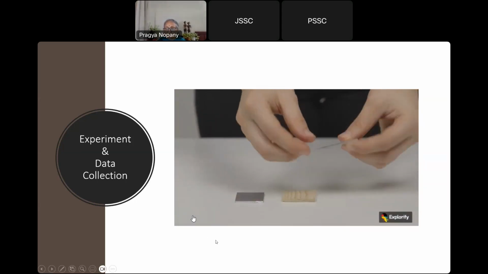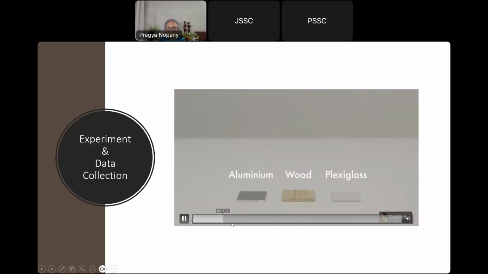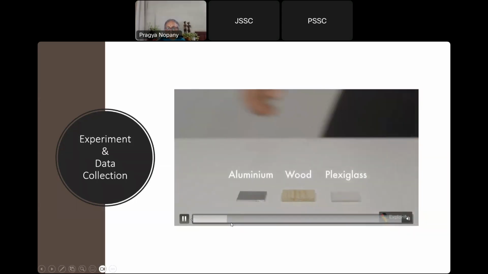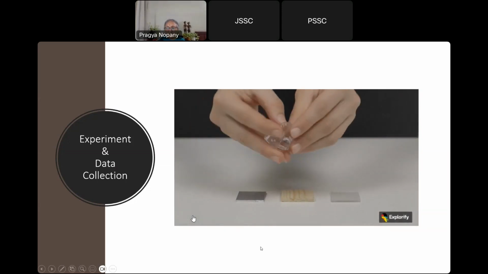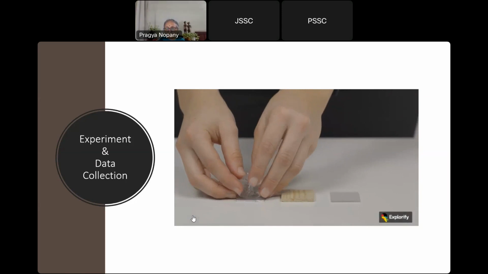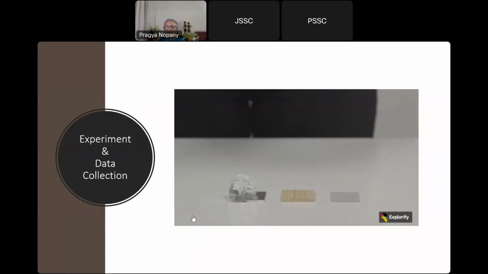If you notice very carefully, the ice cube was moving on this particular metal, aluminium. See again carefully. See, this is how it is moving.